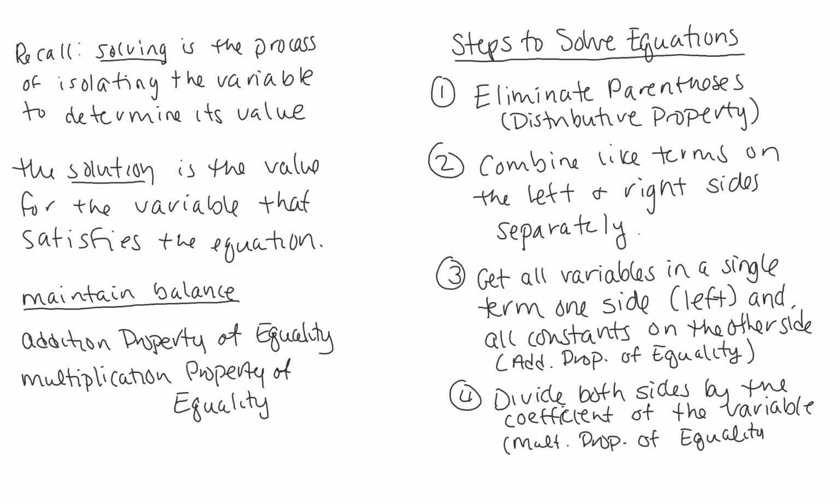All right, so we start by distributing to eliminate parentheses. We then combine like terms on the left separate from the right. Next step is to get all of the variables in a single term on one side of the equation, all the constants in a single term on the other side of the equation. And then the last step is to finally isolate that variable by dividing by its coefficient.